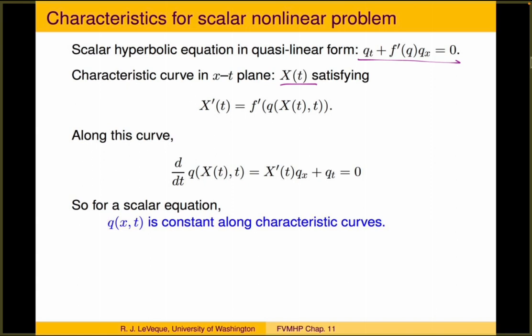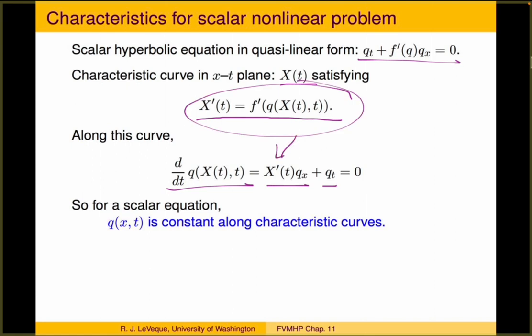If we can find a curve that satisfies an equation of this form, x'(t), the speed at which it's propagating, is equal to f' evaluated at q at that same point, x(t), at time t, then if we differentiate q(x(t), t) along that curve, the time derivative we can write as the x derivative times x'(t) plus the t derivative. But if this equation here is satisfied and we use that here, then because of the quasi-linear form, we end up with this just being 0.